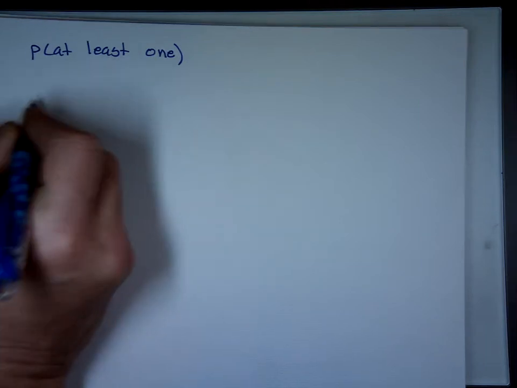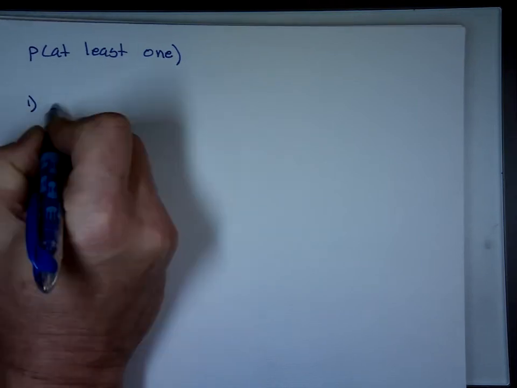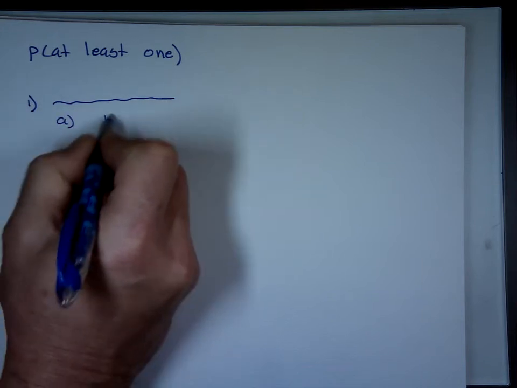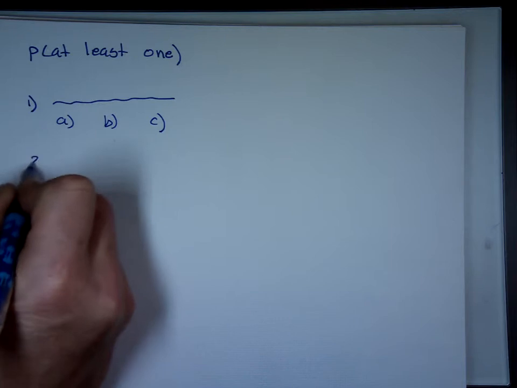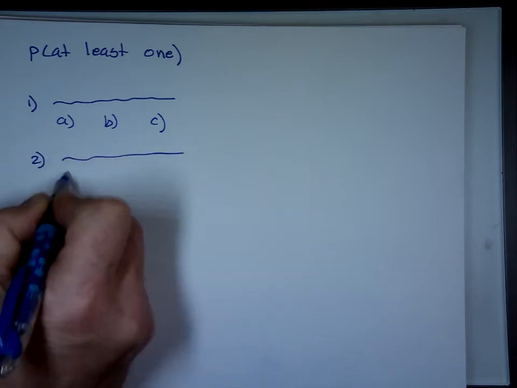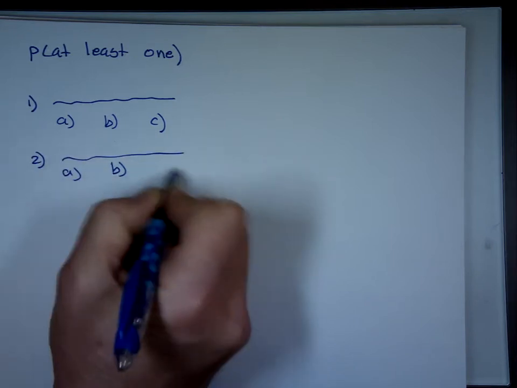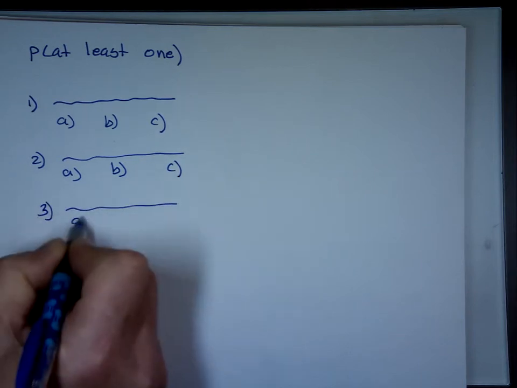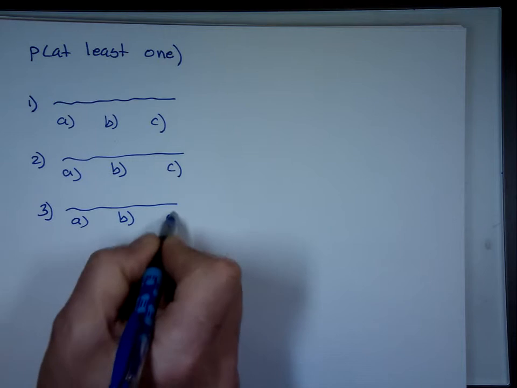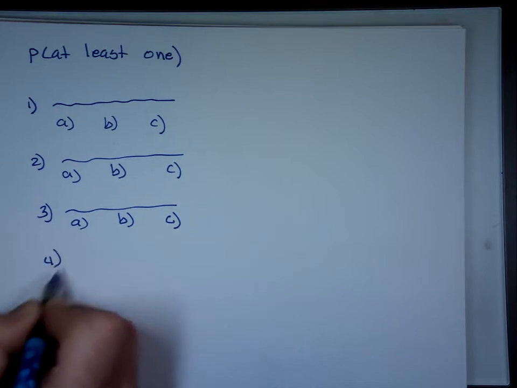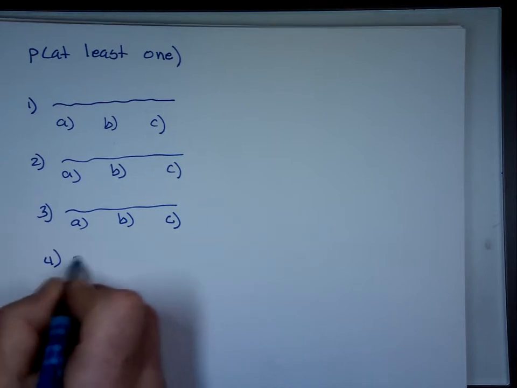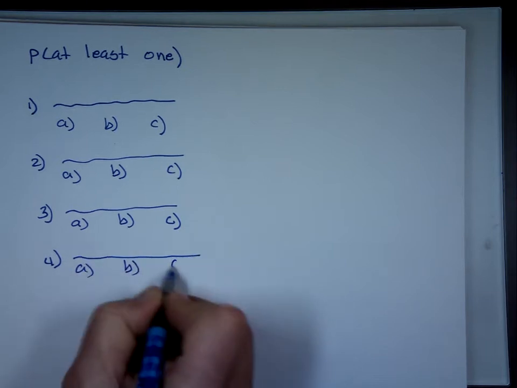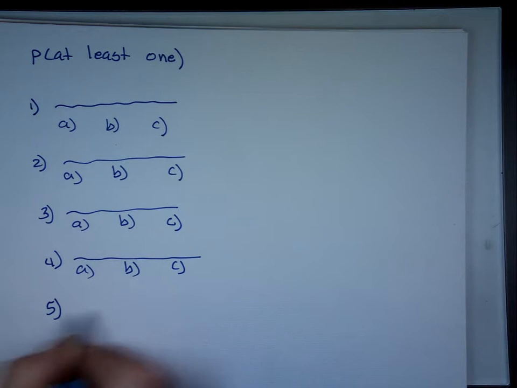We have this test. Question number 1, whatever the question is, and you have some answers, A, B, and C. Question number 2, A, B, and C, the answers. Question number 3, A, B, and C. Question number 4, A, B, and C. I'll do 5 questions on this quiz.